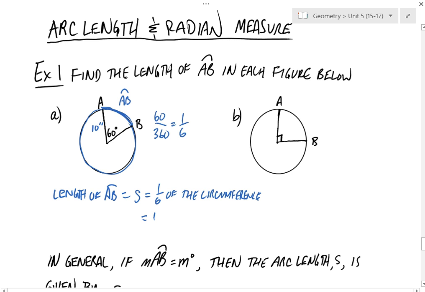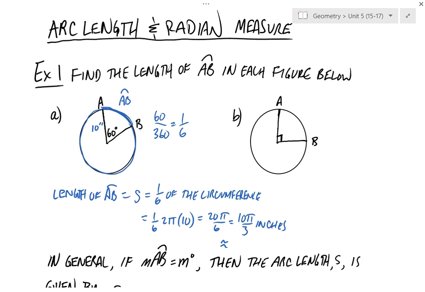Okay, and we know that the circumference of a circle is 2 times pi times the radius, which in this case is 10. So that is 20 pi over 6, which reduces to 10 pi over 3, and that would be in inches. Or I can approximate it using decimals. If I use the pi button on my calculator, 10 pi divided by 3 is about 10.47 inches.